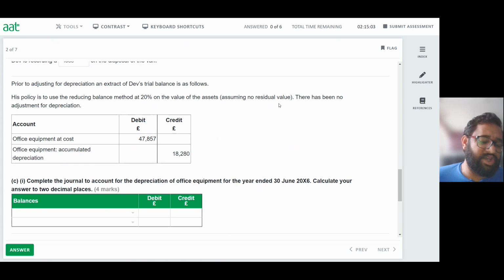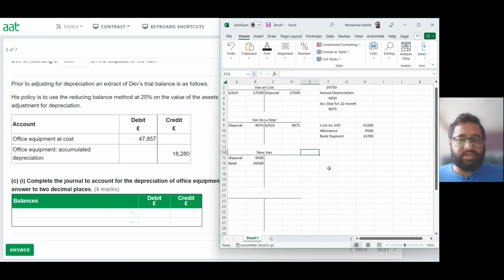It doesn't matter whether there's residual value or not. When you're using the reducing balance method, we only consider the carrying value. What is my carrying value here? The carrying value is equal to the cost amount, which is 47,857, minus the accumulated depreciation of 18,280. So this is the carrying value, calculated as cost minus accumulated depreciation. This is how you get to that amount.